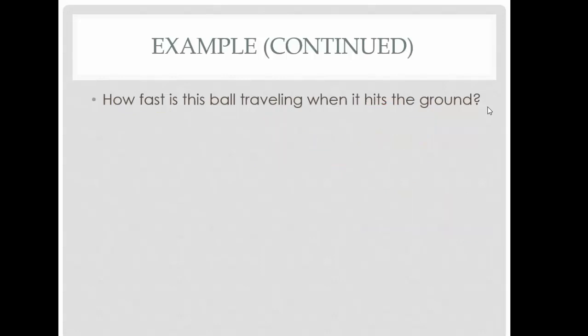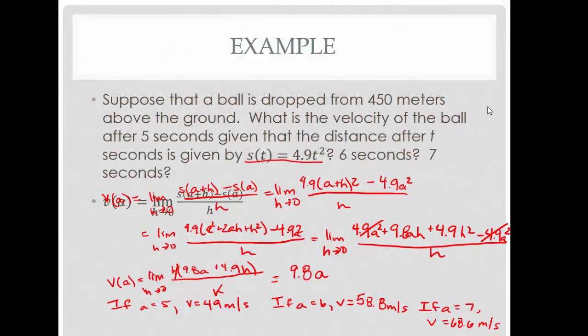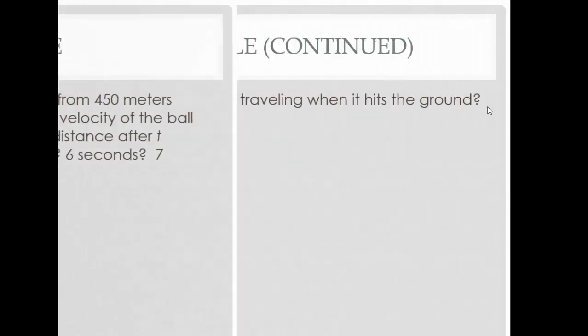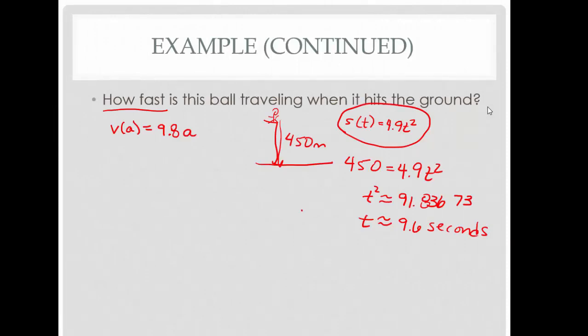I mean, we just said, based on the previous example, that at 5 seconds, this was going 49 meters per second. At 6 seconds, it had sped up. At 7 seconds, it had sped up. So it's continuing to move at 5 seconds, at 6 seconds, at 7 seconds. It's going faster and faster. Well, eventually, it's going to hit the ground. So the fact that we got a time of 9.6 seconds makes sense based on the information that we have so far.